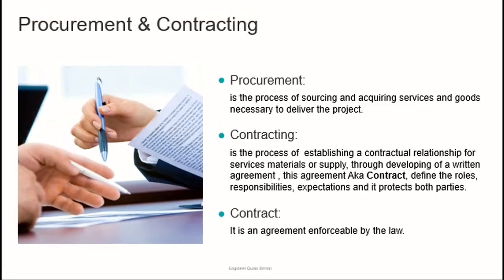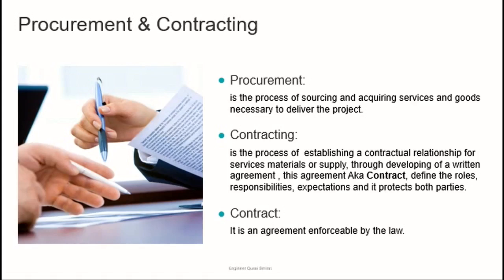Procurement and contracting. Procurement is the act of purchasing, when we buy something. That's what procurement means, to procure. Therefore, it's the process of sourcing and acquiring services and goods necessary to deliver the project. Because we know the project needs services, when we hire a subcontractor or a general contractor or a design firm. The goods are the things that we need, maybe furniture, equipment, etc.